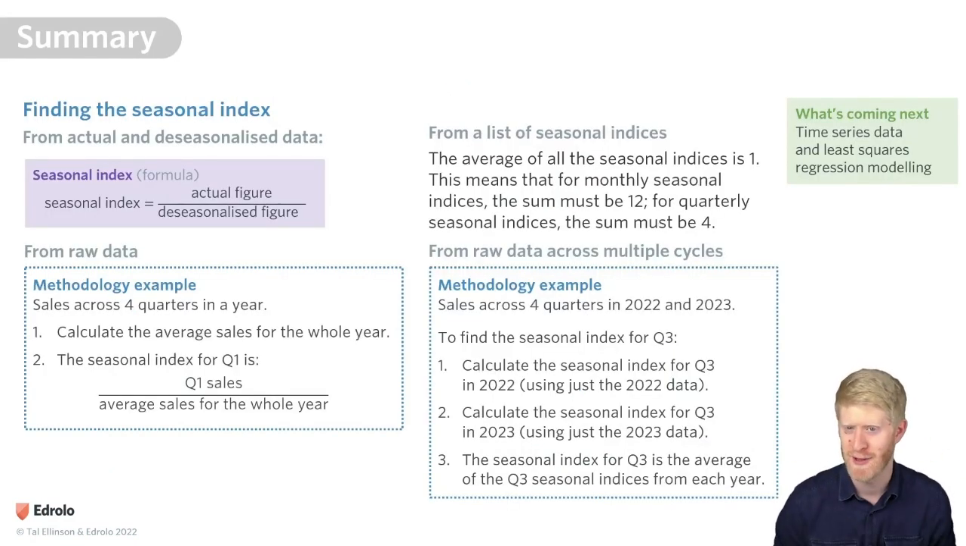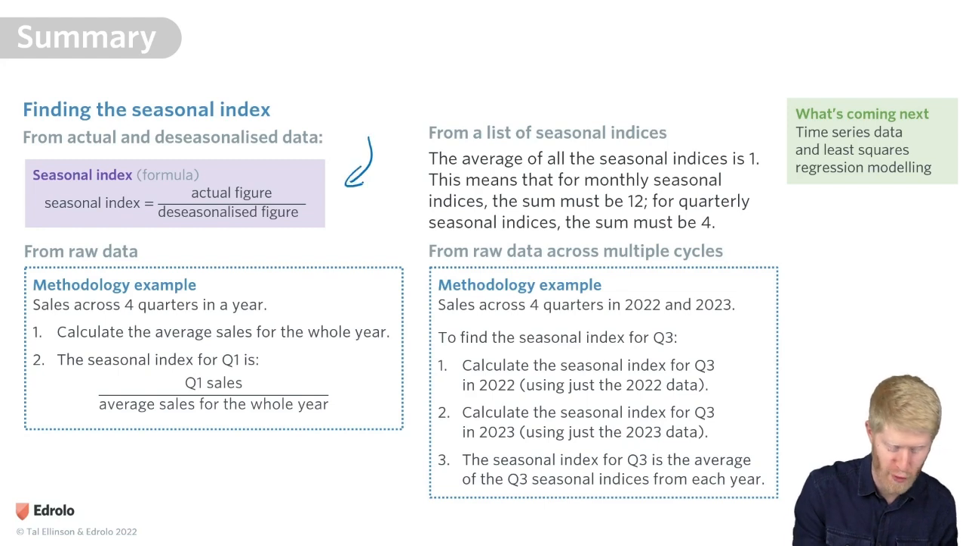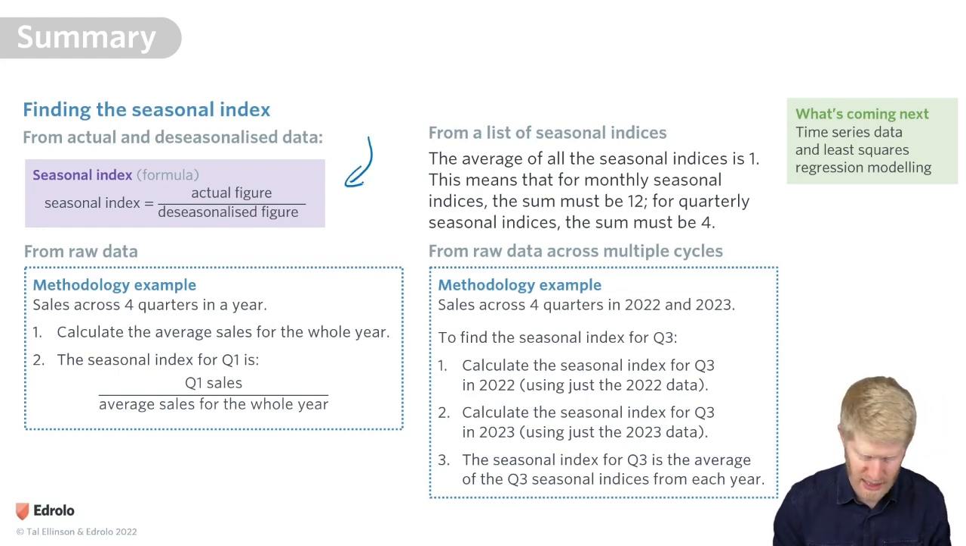All right, those are the key ideas for seasonal indices. We can use the formula if we know the actual and the deseasonalized figure. If we have all the other seasonal indices, we can find out what's missing by knowing the average for quarters should be 4, or the average for months should be 12.